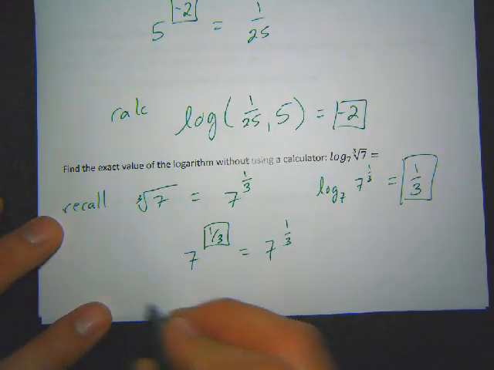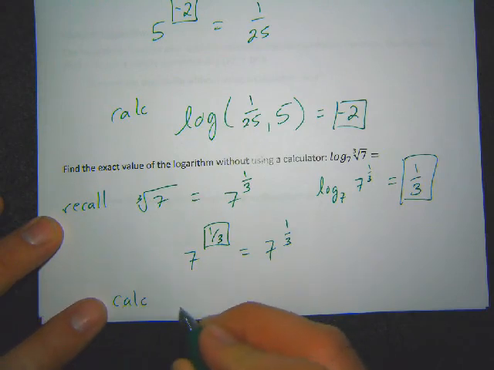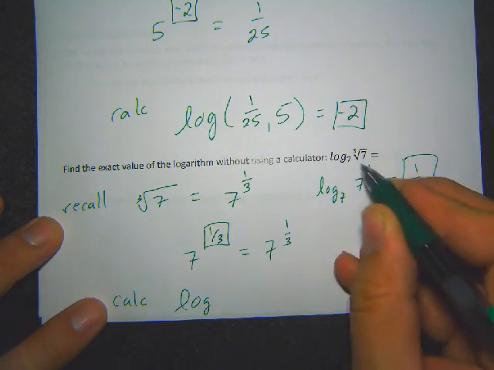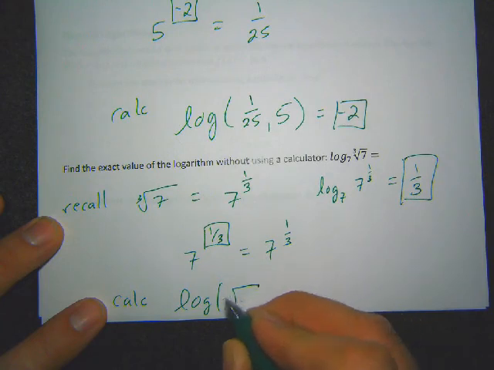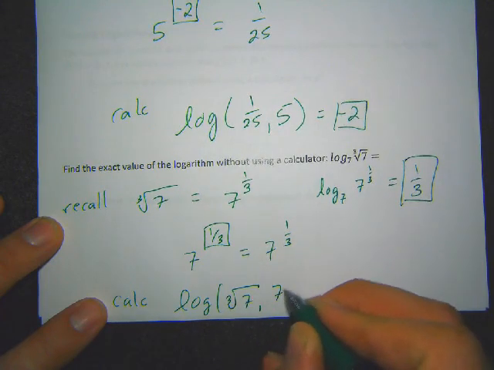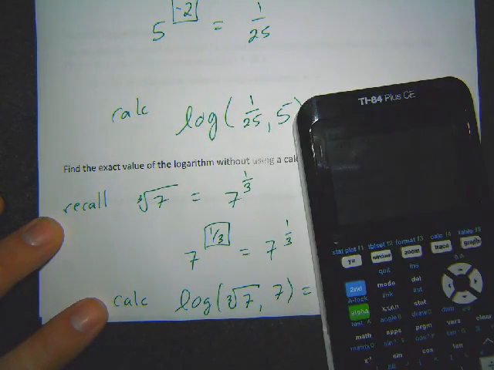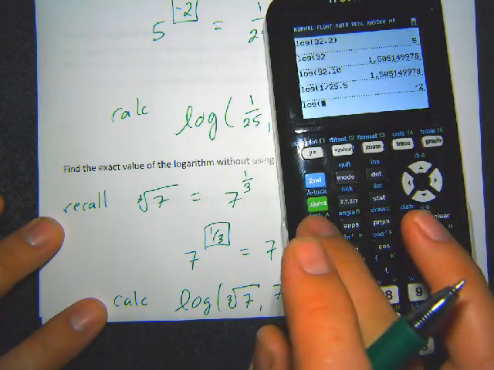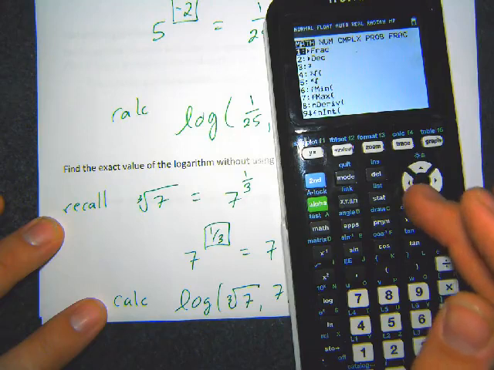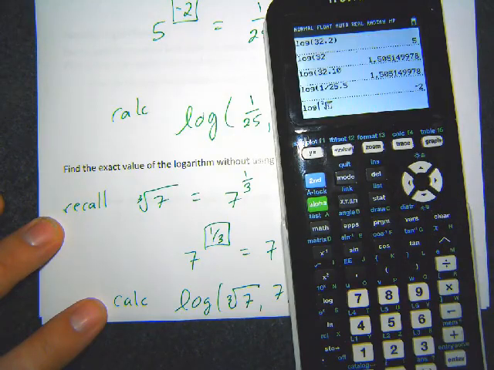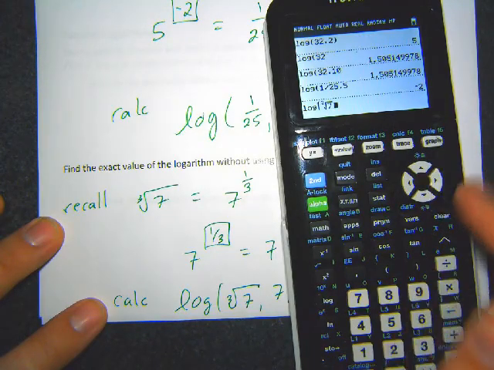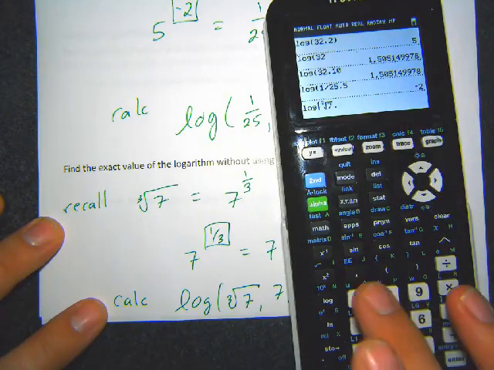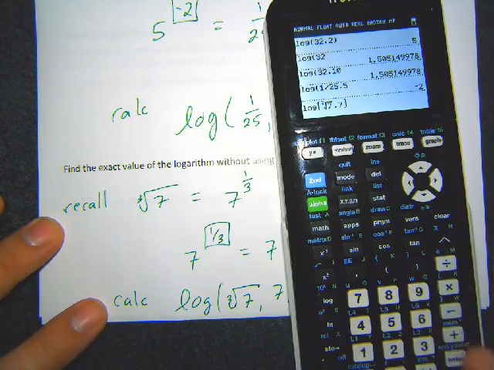You could do this on the calculator. So again, if you don't want to do this by hand, you could do it on the calculator. You could do log of cube root of 7, comma 7. To type that in here, I'm going to type the log button. And then you're going to hit the math option and go down to number 4, which is the cube root. So there's your cube root of 7. Get out of the cube root, type comma 7, close it off, and there you go.